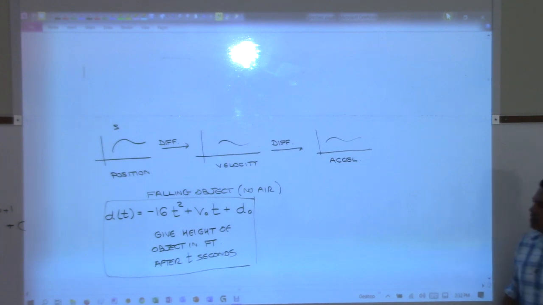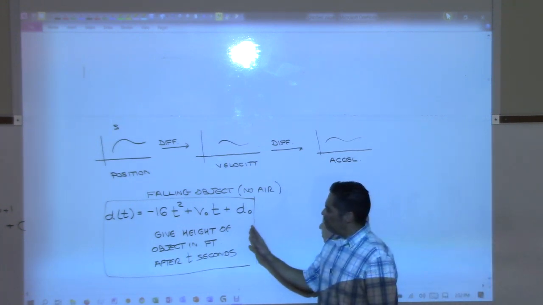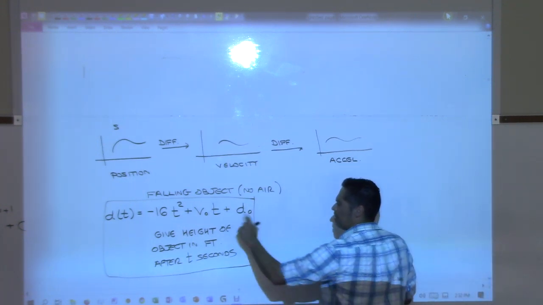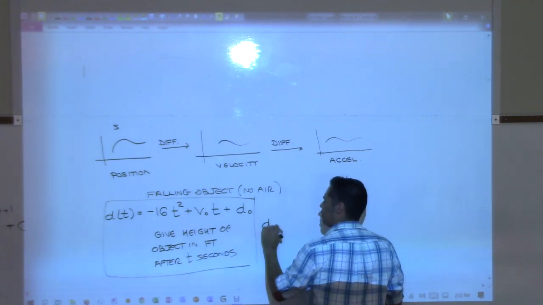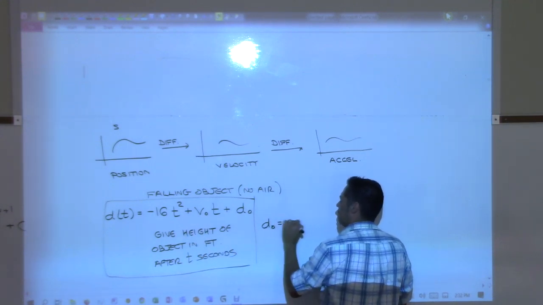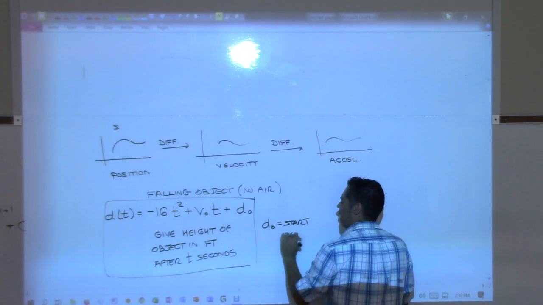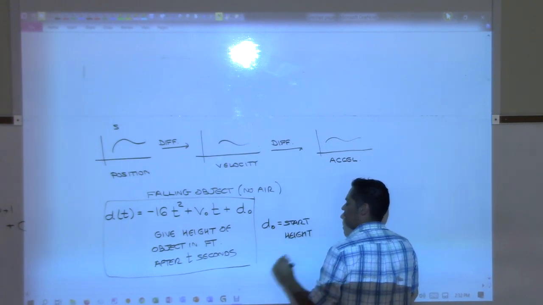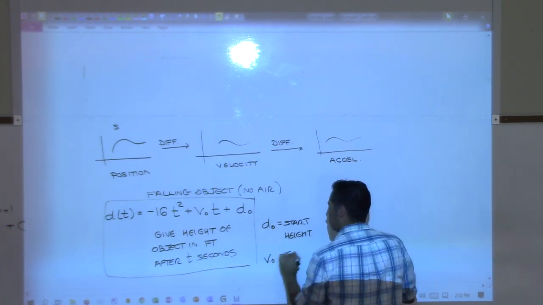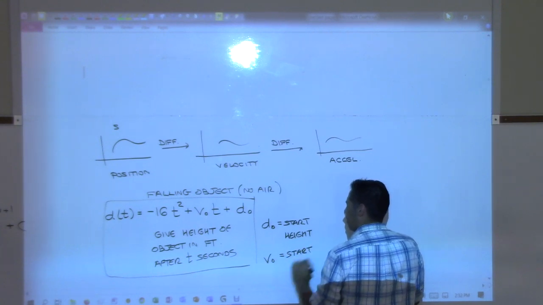Okay. So I would like to explain what's happening here. With this formula, d sub 0 is always the starting height. That's where you're dropping, how high the object was when you dropped it. And v sub 0 is what we call the starting velocity.